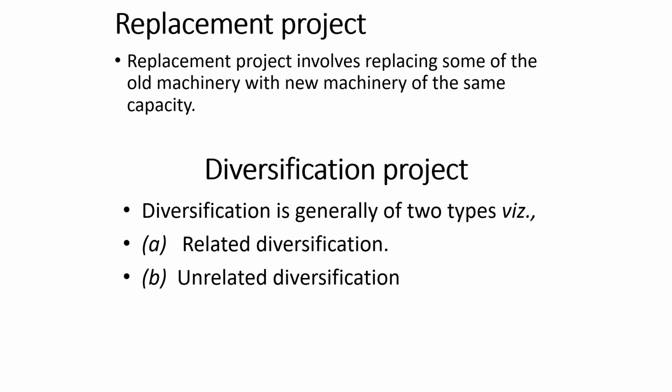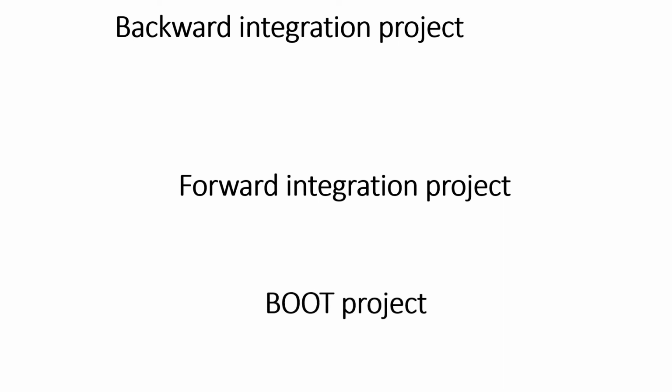Replacement projects: you are going to do away with the existing set of machinery and install new machinery. Diversification: related diversification, unrelated diversification. Backward integration is from finished product to raw material, forward integration is from raw material to finished product. Both are among the most common terms used in the market wherein projects are handled. It is not very difficult to understand.